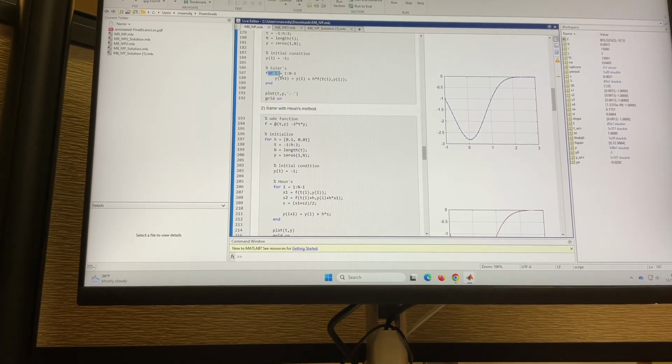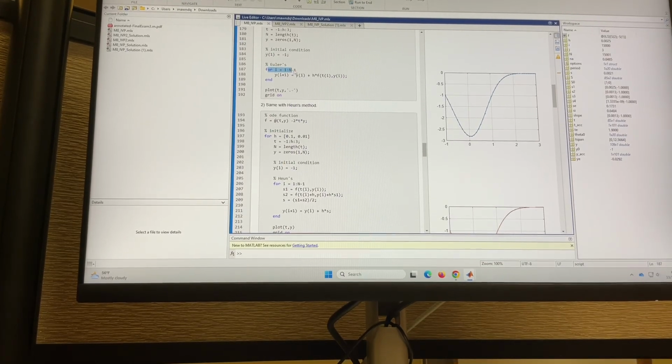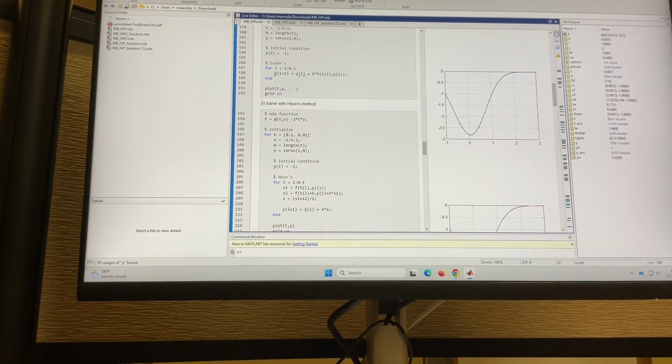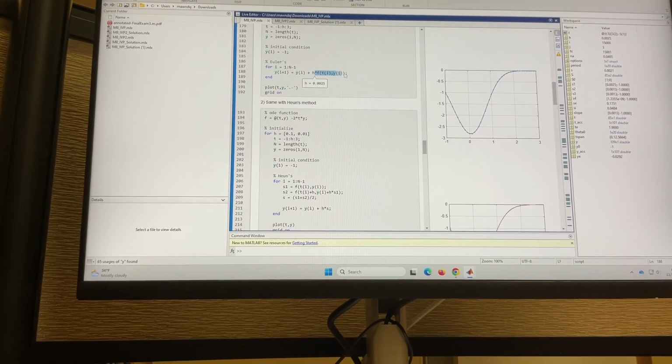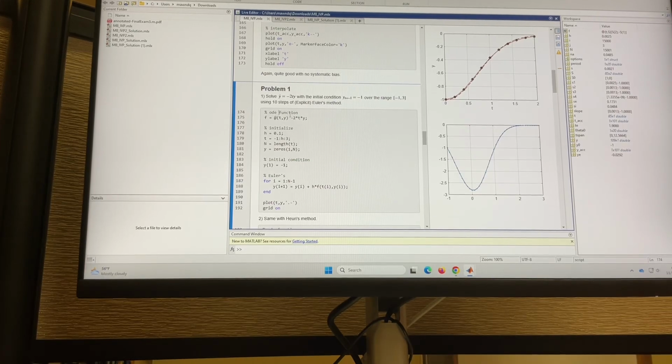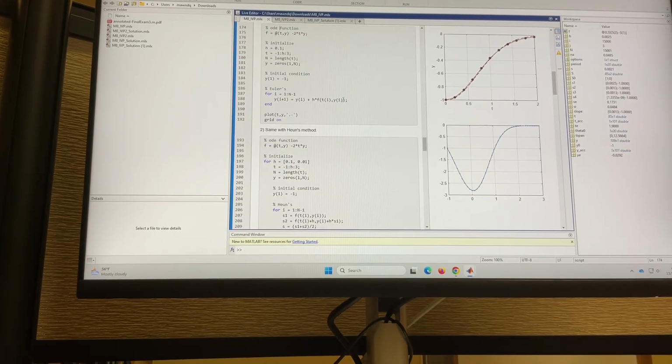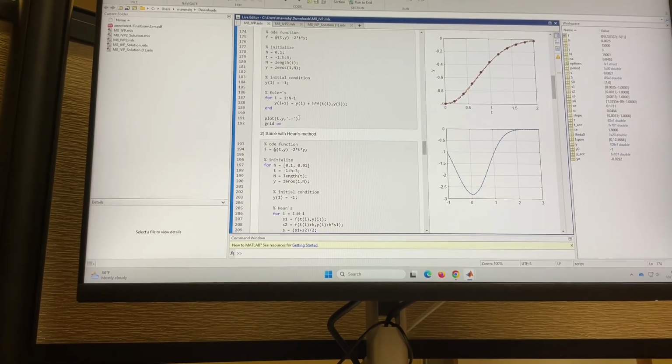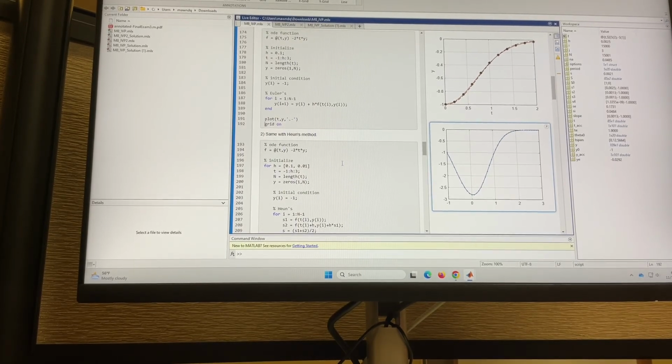Then we have Euler's. So for i equals 1 to n minus 1, we're going to have y(i+1) equals yi plus h times f. So this f is technically going to be our slope, which is up here. And then we say f(ti, yi). And then we're going to plot it, and we get this right here.